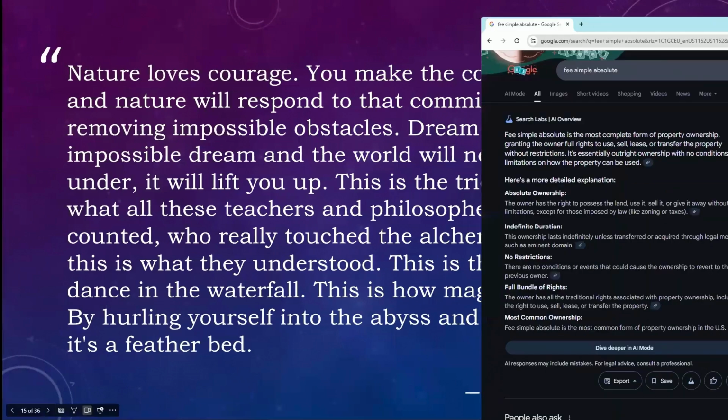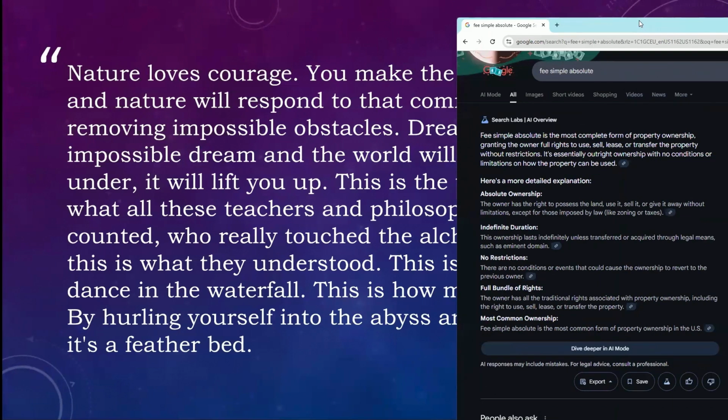All right, here's the Google AI overview of fee simple absolute. The most complete form of property ownership, granting the owner full rights to use, sell, lease, or transfer the property without restrictions. It's essentially outright ownership with no conditions or limitations on how the property can be used. Further breakdown, absolute ownership. The owner has the right to possess the land, use it, sell it, or give it away without limitations, except for those imposed by law, like zoning or taxes.